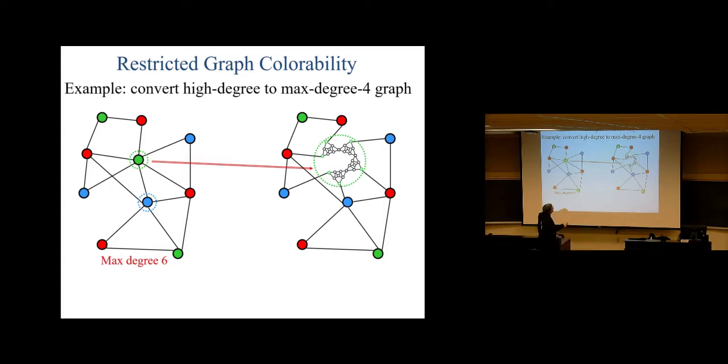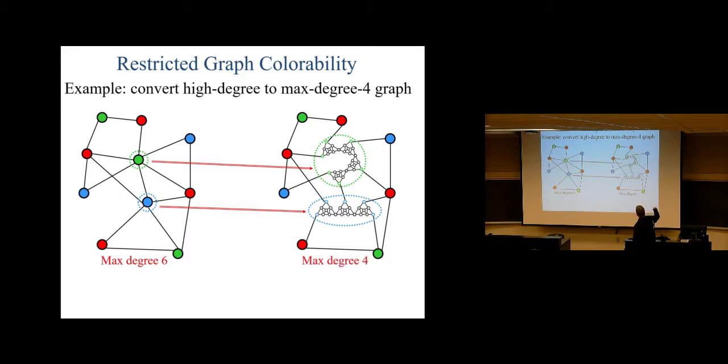So now all these nodes are on the outside connected to the end of the gadget, and that's the replacement there. And I do the same thing for this other node that has max degree, here it has degree 5. I'm going to make it max degree 4. How? By replacing that node with a gadget. And all these edges are connected to the ends of the gadget, preserving the colorability constraints that go with it. Bottom line is this original graph becomes this new modified graph here.